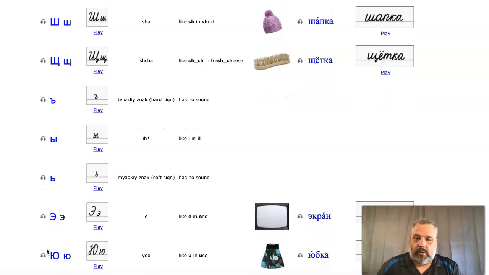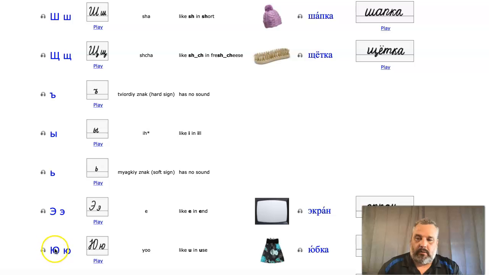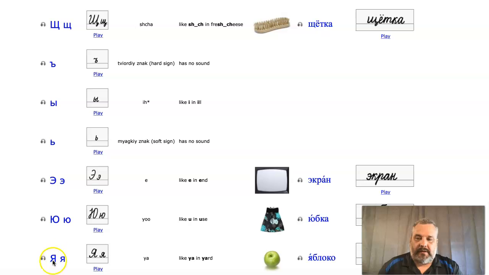Okay. Next one, we have this weirdo letter. It's called yu. And they have yubka, that you would say yubka, which is a skirt. So if you see this, it says yu. All right, and then last but not least, it's the most famous Russian letter ever. It's the backwards R, ya. Ya also means I, so you need to know what that is. So anyway, that's the last of the Cyrillic alphabet.